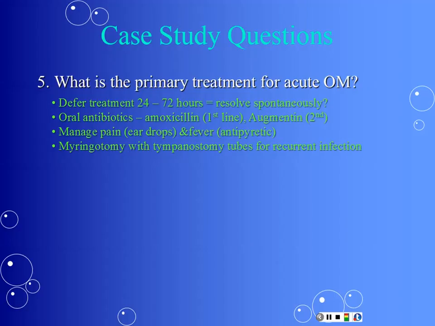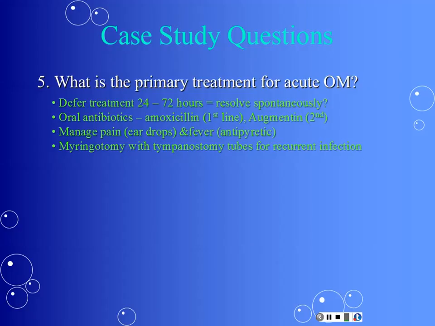Okay. You're going to manage the pain. They can have eardrops for pain and fever. They'll do antipyretics. For kids with continued ear infections, things that they will consider is putting tubes in their ears. So that's called a myringotomy with tympanostomy for recurrent infection. And what's that going to do? Instead of those eustachian tubes having that easy collapse, they're going to put a tube in there. It's going to hold it open.